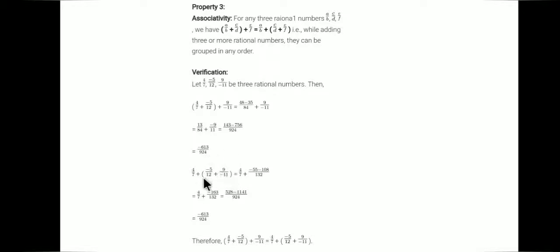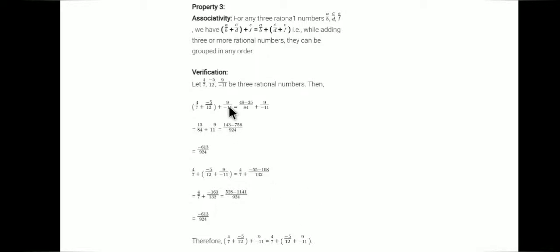Now if we consider the second case, we group the second and third rational numbers together. In that case, the answer becomes 4 upon 7 plus minus 55 minus 108 upon 132. We make the denominator common and then add the numerators. We get the value as 4 upon 7 plus minus 163 upon 132. Now we add this to the first rational number. After solving, we get the result as minus 613 upon 924.